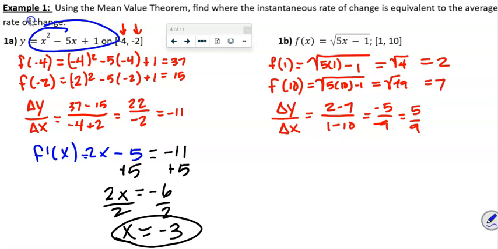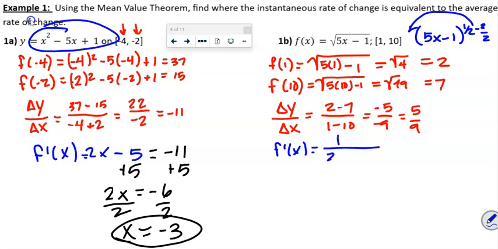Now, this is the part where people might mess up. So remember, this function is 5x minus 1 to the 1/2 degree, right? So we're going to take the derivative of this. So f prime of x is going to be equal to, we're going to bring this out front, remember, subtract 2 over 2 from it. So this is going to be 1 over 2 square root of 5x minus 1. Because remember, that's going to end up being a negative 1/2, so it's going to the denominator. Okay, so now that's going to be equal to our 5/9.